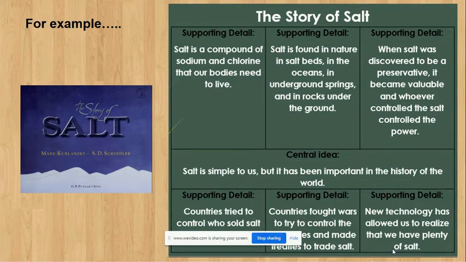Who controlled the salt, controlled basically the world and the money. Countries fought wars, and they made treaties to trade salt. And then, of course, technology has allowed us to realize that we actually have plenty of salt.